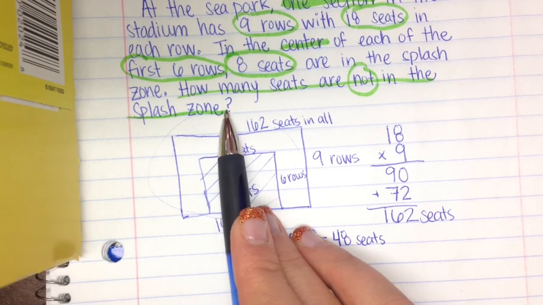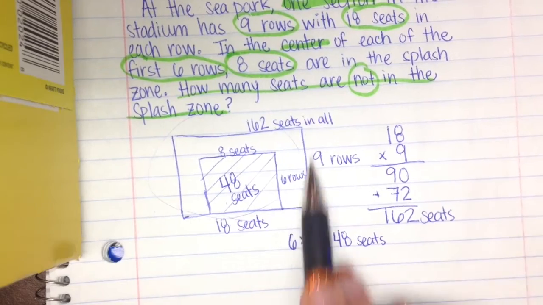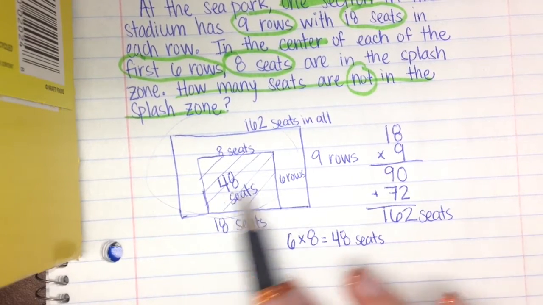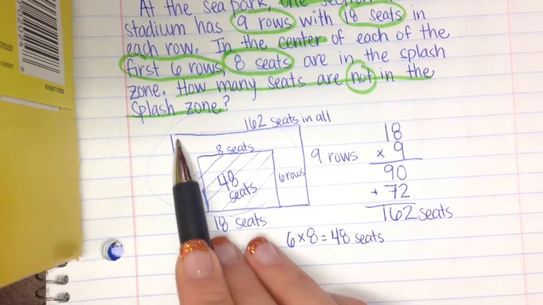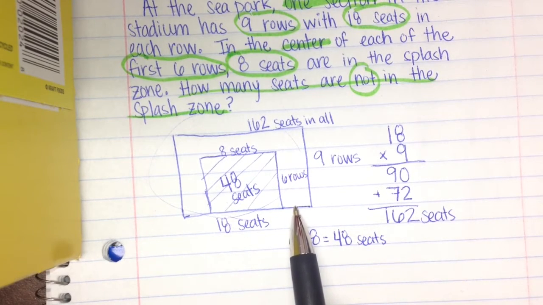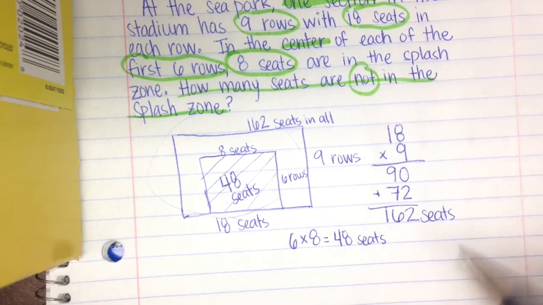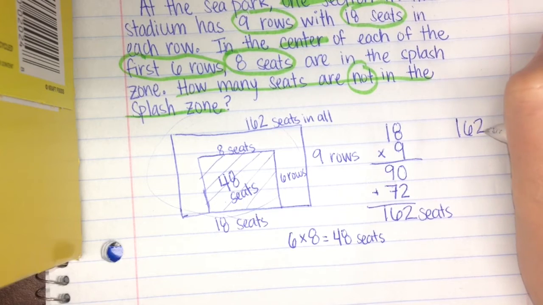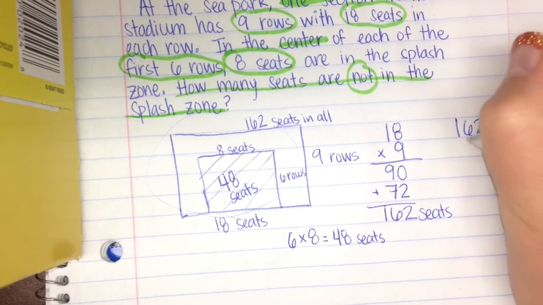So I think that I probably can take all of the seats all together, take away the seats that are in the splash zone, and that will tell me how many seats are left that are not in the splash zone. So I am going to do 162, and I'm going to take away 48.